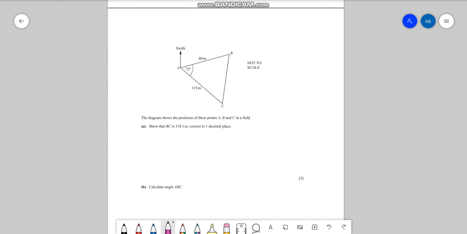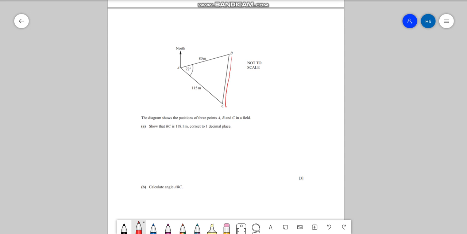Now we're going to look at this question. The diagram shows the positions of 3 points A, B, and C in the field. Show that BC is 118.1 meter, correct to 1 decimal place. So BC is here. We need to find the length for BC.